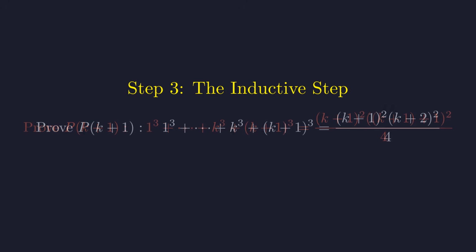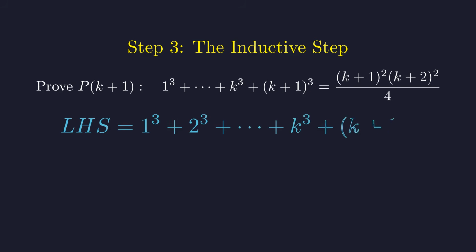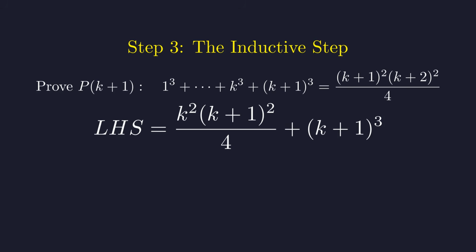So our objective is to show the left side simplifies to the quantity k plus 1 squared times the quantity k plus 2 squared, all over 4. We begin with the left-hand side of the statement for P of k plus 1. Notice that this part of the expression is exactly what we defined in our inductive hypothesis. Therefore, we can substitute the right side of our hypothesis for this entire sum.